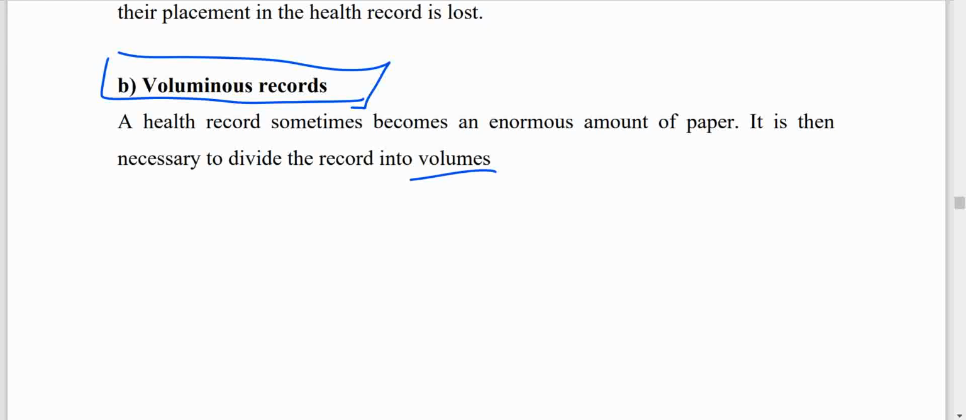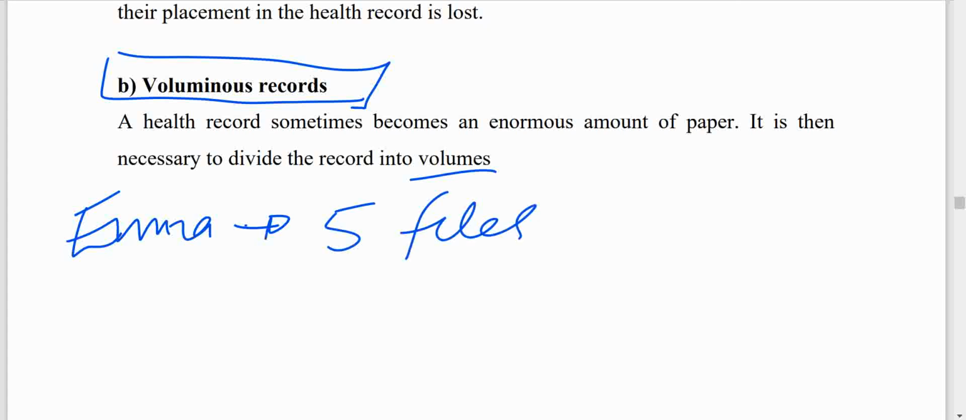Volumes of records only means you have very many records for one patient. For example, you may have a patient, Emma, and Emma has, let's say, 5 files. How can one patient have 5 files? It is because one patient might have been treated in that facility for a very long time.